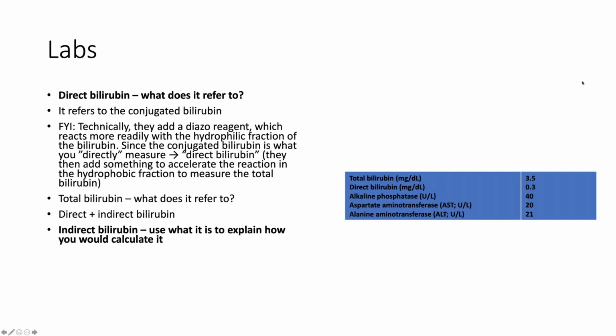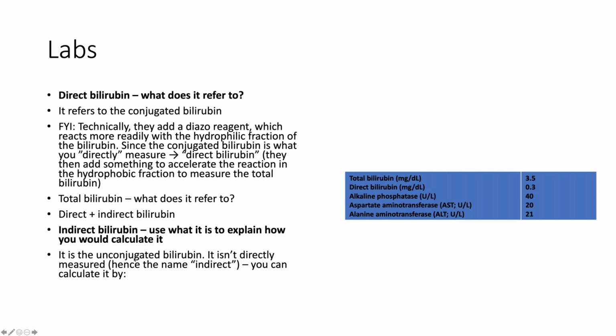So Saba, what do you think? Indirect bilirubin. Use what it is to explain how you would calculate it. I think you would do the total bilirubin minus the direct bilirubin to calculate the indirect one. Perfect. Yeah, that's exactly right. So the indirect is the unconjugated, right? So it isn't directly measured, right? Hence the name indirect. So you can calculate it basically by saying it's the total minus the direct. That's it.